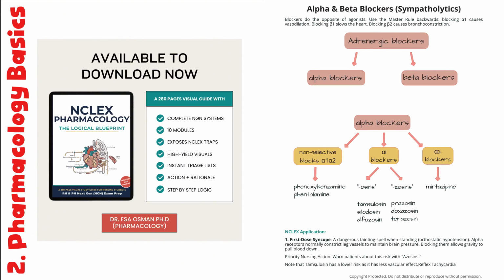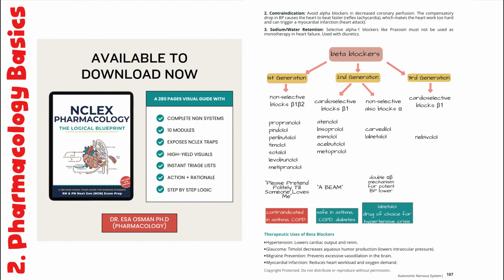Blocking alpha-1 with a drug like prazosin dilates vessels, and the very first dose can drop blood pressure hard enough to cause syncope, which is why that first dose is always taken at bedtime. Alpha blockers are also contraindicated in patients with reduced coronary perfusion. The compensatory reflex tachycardia that follows the blood pressure drop can push a compromised heart straight into an MI. And prazosin alone is never used as monotherapy in heart failure because it causes sodium and water retention on its own.